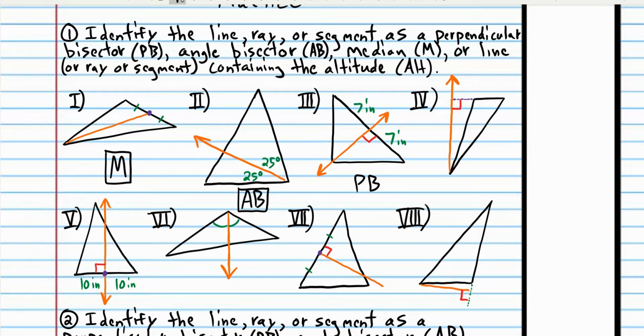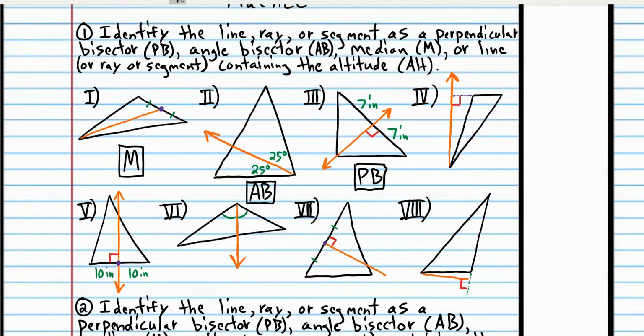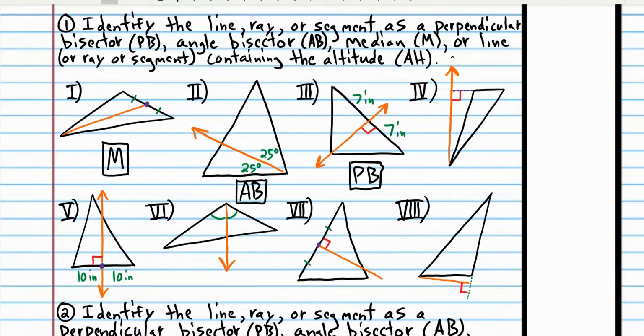So again, the whole point of this is just to get used to these special lines, rays, or segments. And in this case, we have a ray that contains the altitude, because if you consider this to be the base, then this would be the top. It's upside down, but this would be the top, and it goes all the way through, and it's perpendicular to that segment that's extended from the base. So that's an altitude, or it contains the altitude.